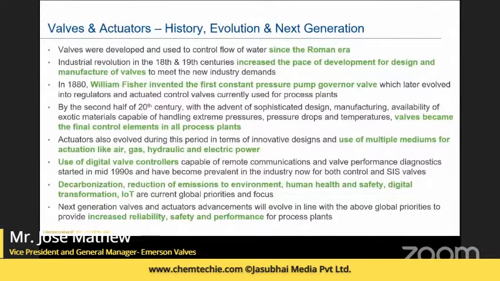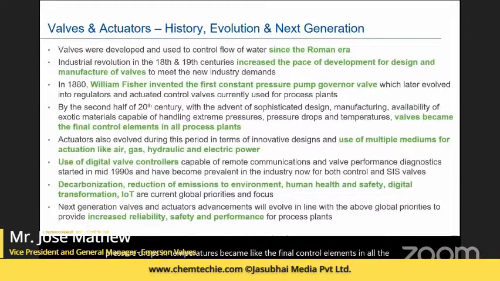If you fast forward into the late 19th century, a gentleman called William Fisher invented the first constant pump pressure governor valve, which later evolved into the current control valves and regulators used in process plants. Then in the 20th century, there were a lot of new design techniques, manufacturing, and availability of exotic materials like duplex, Inconel, and Hastelloy C, which made it possible for valves to be used for extreme pressures, pressure drops, and temperatures. And then valves became the final control elements in all the process plants.